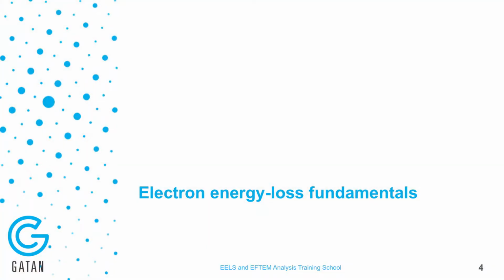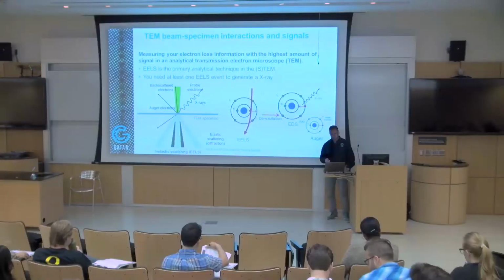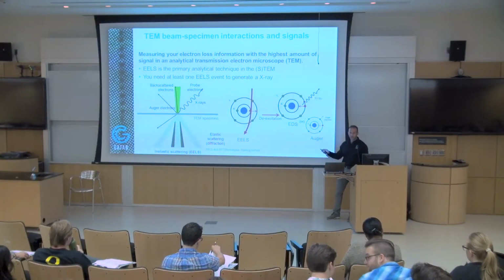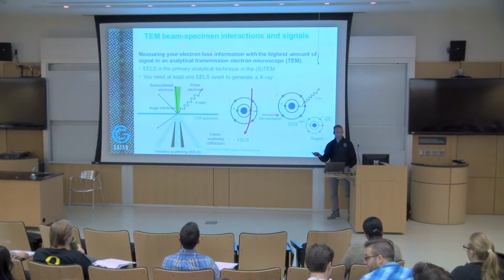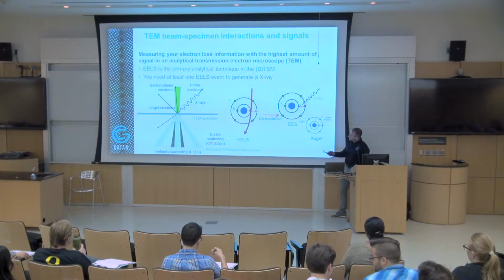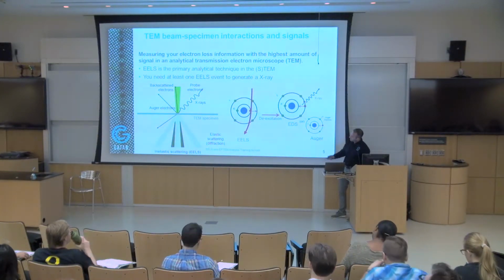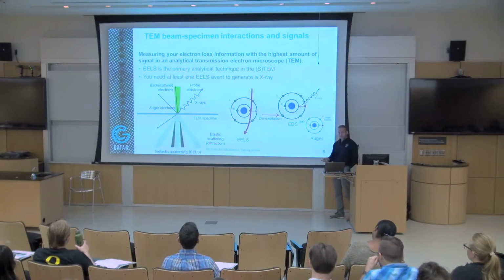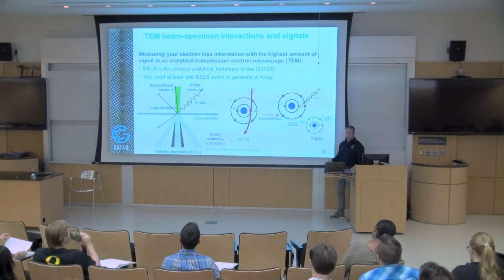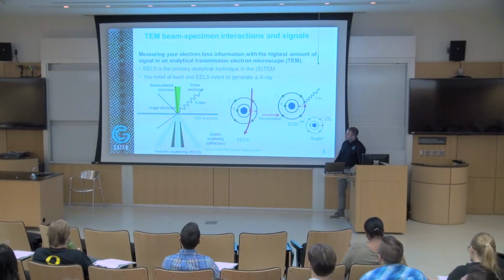Okay, so electron energy loss fundamentals. You guys have some slides. I think I changed this slide yesterday while I was waiting to board my plane. So essentially, we have a thin specimen here. The specimen has to be thin because we're talking about transmission electron microscopy. So the electrons have to travel completely through the sample.